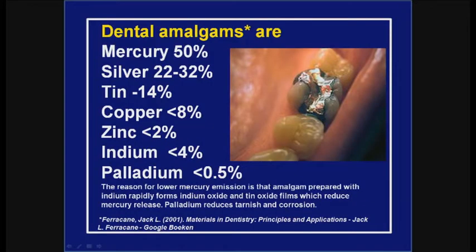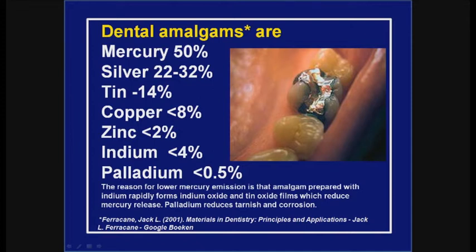So amalgams, just to refresh ourselves, are made of different metals, mercury being 50%. So it's a bit ironic that they call them silver amalgams when in fact the vast majority is mercury. Silver could be as high as a quarter to nearly a third of it. 14% would be tin, less than 8% copper, 2% zinc, 4% indium, and 0.5% palladium.